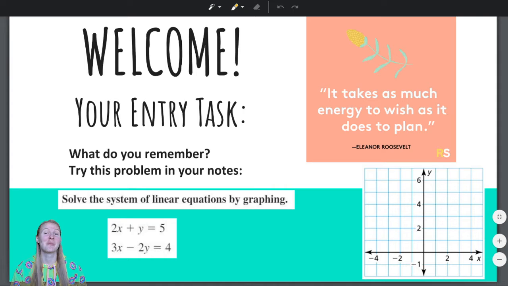You know what to do. Pause the video, try this problem in your notes, and then unpause it to do it with me. Okay, we want to solve the system of linear equations by graphing.